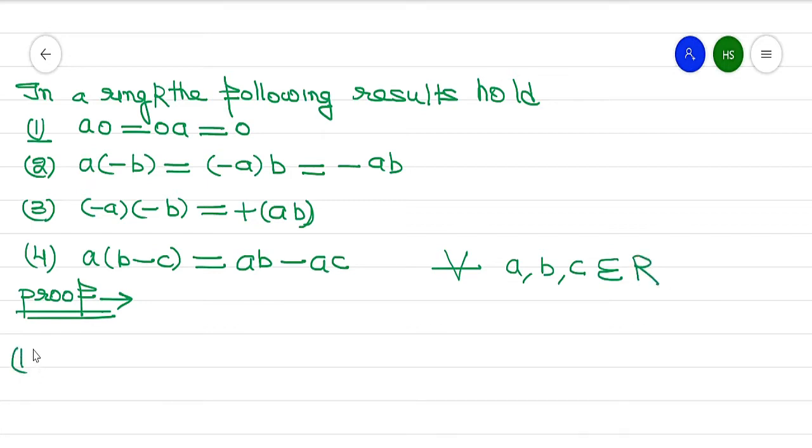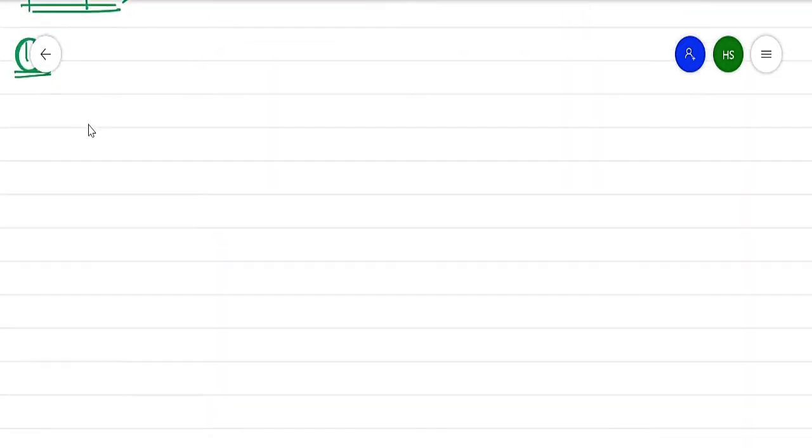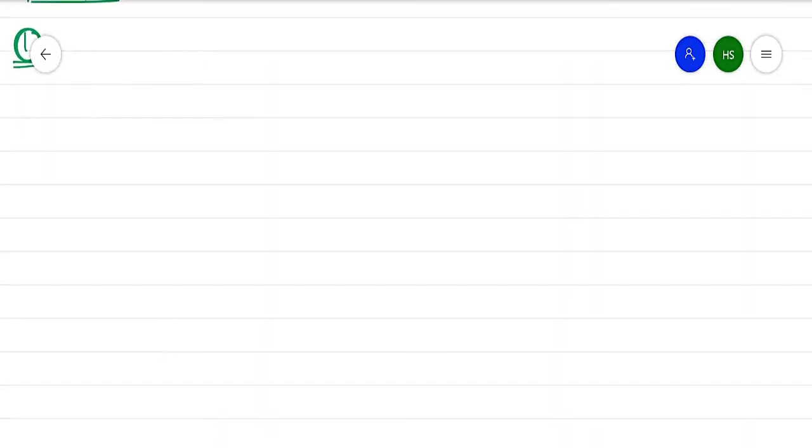Now the proof of result number 1. What is result number 1? a into 0, which is equal to 0 into a, is equal to 0. Now we will apply the properties of ring. Now this a into 0, since 0 can be written as 0 plus 0, a into 0 plus 0. In a ring, the distributive property holds. So by using the distributive property, a into 0 plus a into 0.